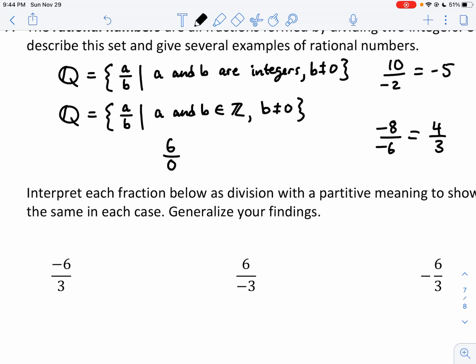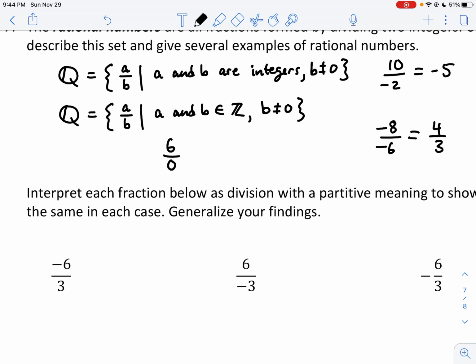And why can't you divide by 0? What does it mean if you have 6 divided by 0 with a partitive and quotative meaning? This is just a nonsense statement, because you would either be saying how many zeros make 6, and the answer is you can't. It's not possible to combine zeros to make 6. And the partitive question would be 0 whats make 6. 0 copies of what will make 6.